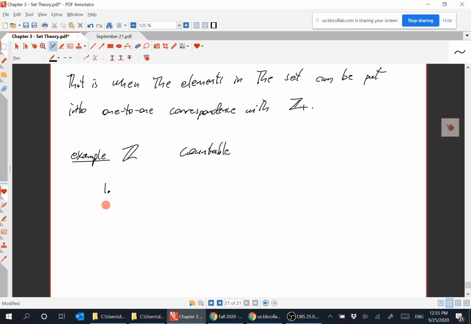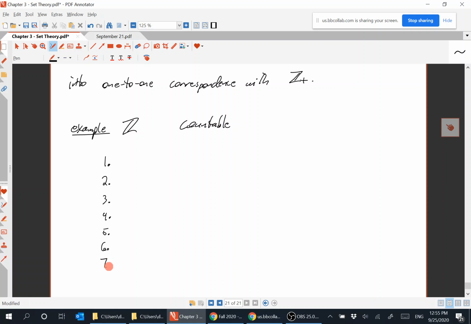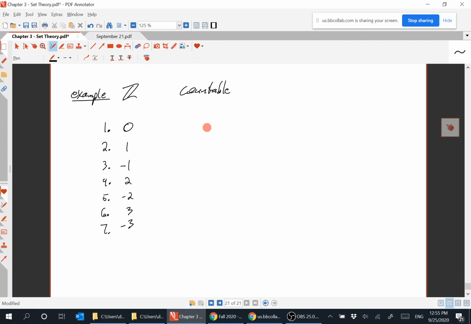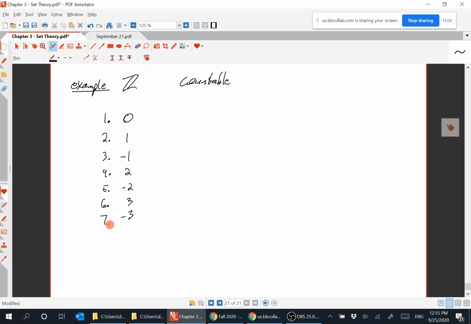Let's try. So number 1, number 2, number 3. I'm going to make an itemized list of the elements of Z. So we'll say 1, let's make it 0. 2, we'll make it correspond to 1. 3, we'll make it correspond to -1. 4, we'll make it correspond to 2, then -2, 3, -3. Am I going to get everything?